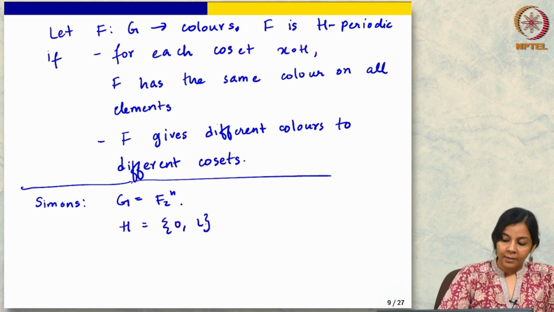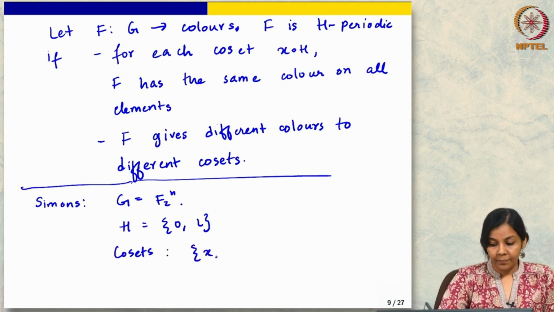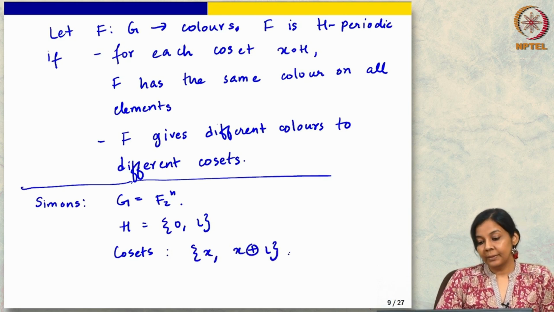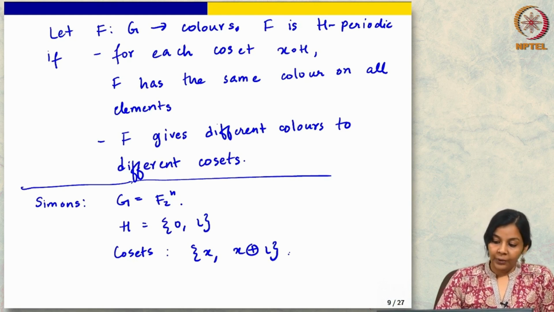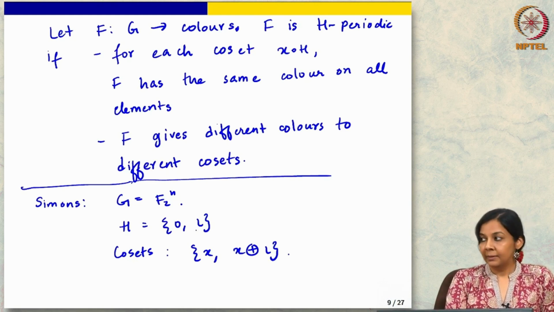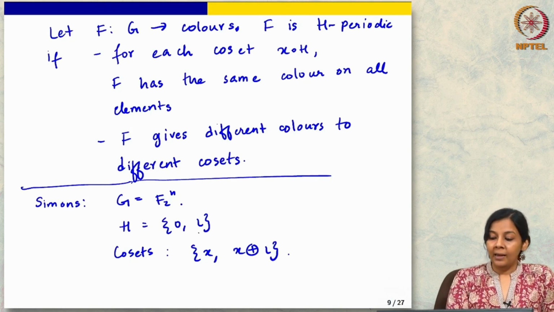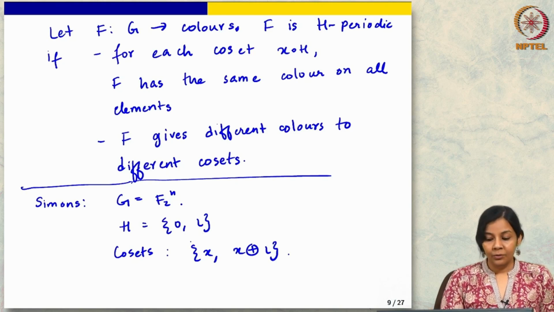Just 0 and L, right? And what are the cosets? X and X plus L, right? So, H is just generated by L, right? L XOR L will also give you 0. Okay. So, if you can find L, you are done. Does everyone see that? Okay, good.